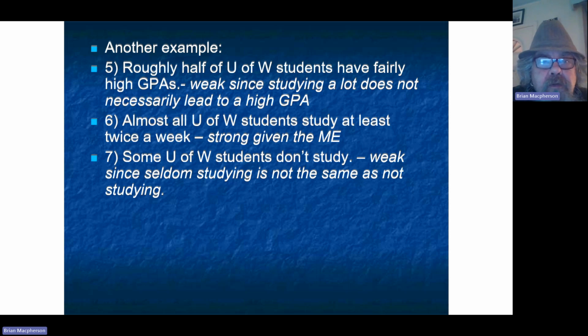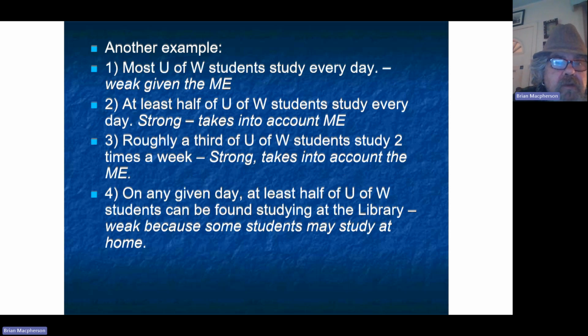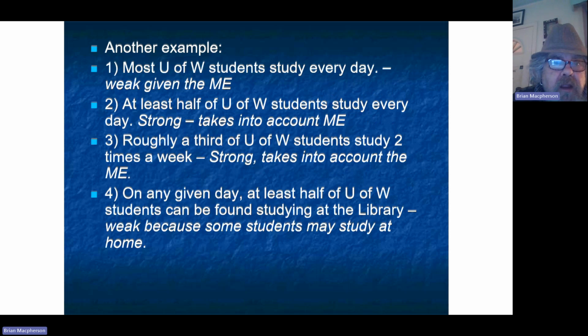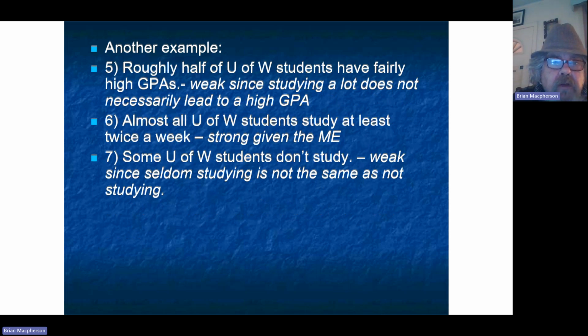Number 6, almost all U of W students study at least twice a week. Okay, actually, no, sorry, I'm contradicting myself here. We actually do know this with a certain degree of strength, given the margin of error. I know that around 32% study 2 days and roughly 54% study more. If you put those together, even taking the margin of error into account, I think it's strong. It's fair to say that almost all students, about 80%, study at least twice a week. So that's strong. Sorry about that. It's not weak, it's strong.